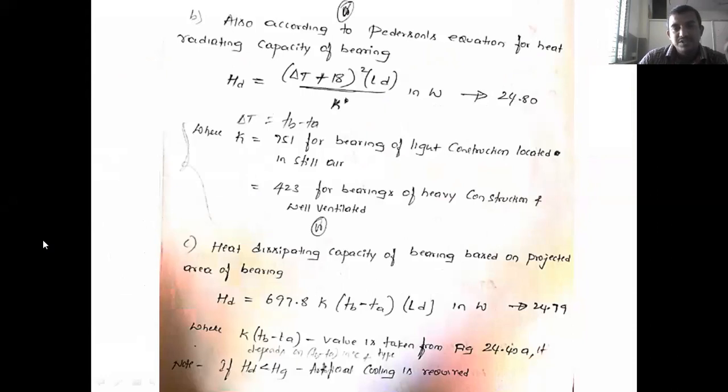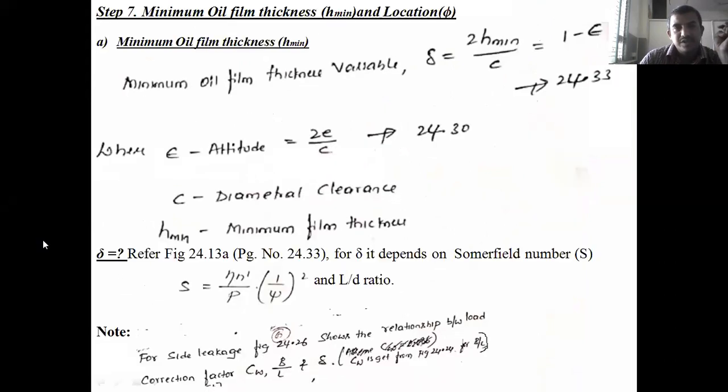One is the Patterson equation, another one is by considering the projected area of the bearing. Next, in the last class we stopped up to this. Now the steps: first, select the recommended design value. Second, design the bearing. Third, select the suitable lubricating oil. Then check the oil for lubrication purpose. Then fifth step, heat generated. Sixth step, heat dissipated. Then seventh step is the minimum oil film thickness, H minimum, and its location.